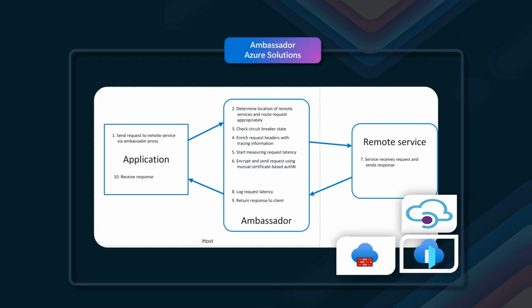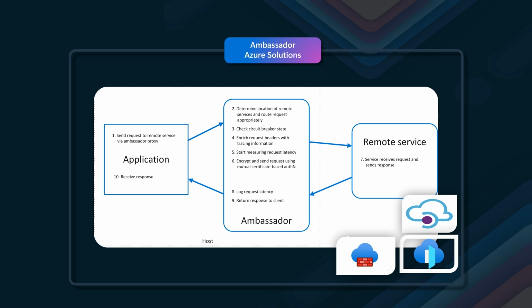So the ambassador pattern specifically uses Azure solutions. This pattern plays a pivotal role in simplifying and enhancing the communication between applications and the remote services. So let's dive into the workflow that is illustrated here to understand how the ambassador pattern operates and the benefits it can offer from an Azure perspective. So the journey begins when our application hands a request to a remote service. However, instead of directly communicating with the remote service, the request is now sent via an application proxy.